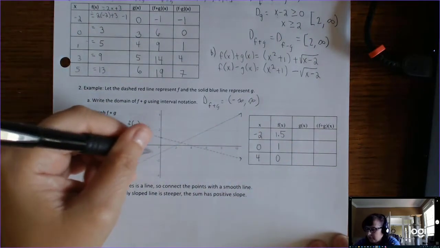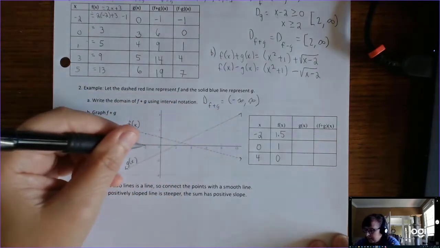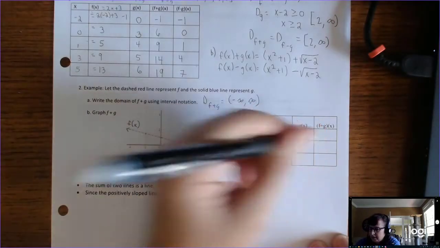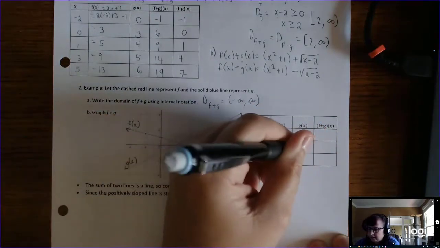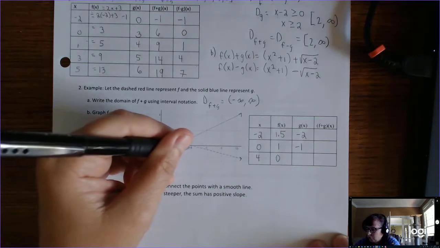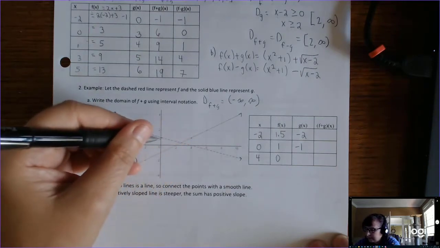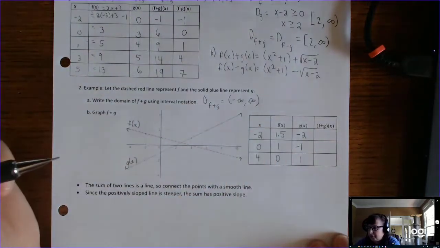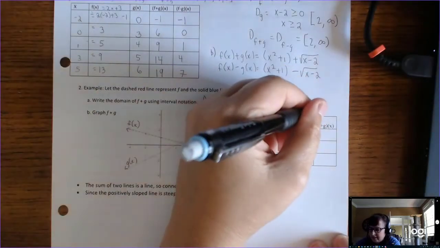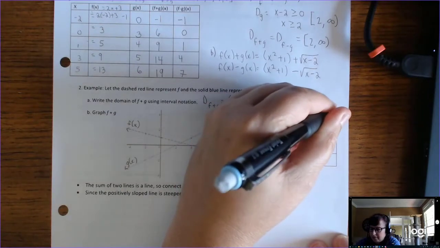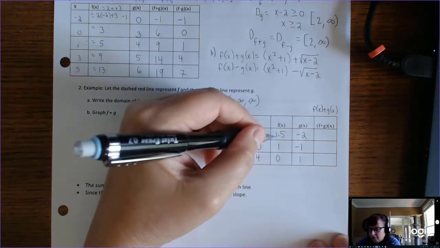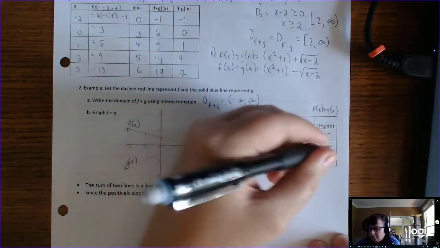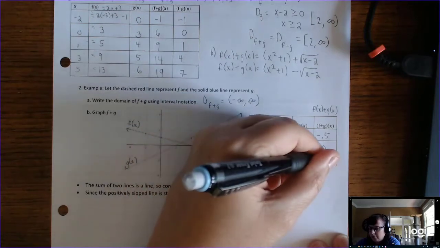Alright, now try to just focus on this solid line. When x is -2, g is -2. And when x is 0, g is -1. And when x is 4, g is 1. Okay, and we want to find f plus g of x. That's the same as f of x plus g of x symbolically. So we're just going to add our y coordinates. 1.5 minus 2 is -0.5. 1 plus -1 is 0, and 0 plus 1 is 1.